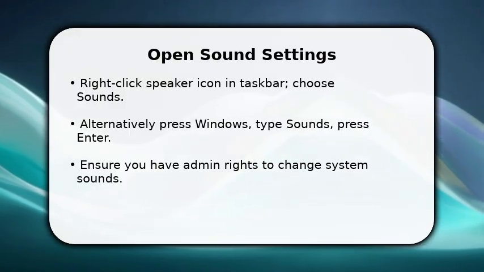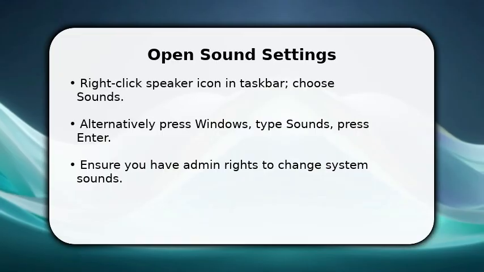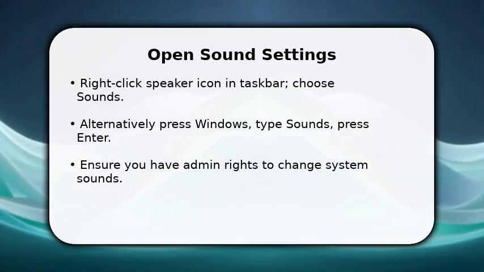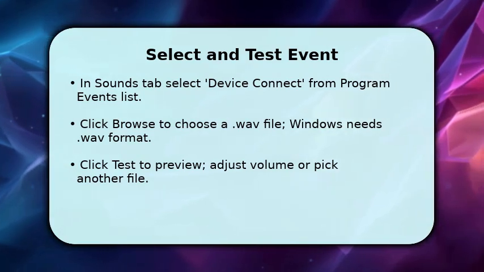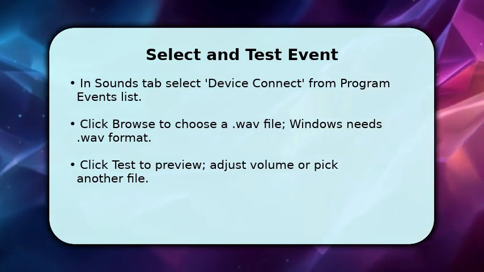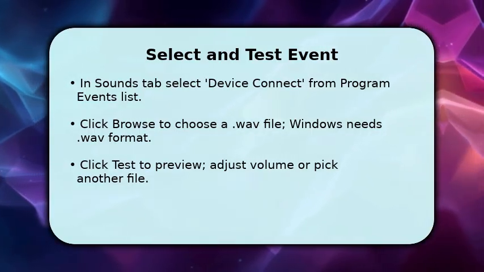You do this now because the Sounds dialog maps events to audio files, and accessing it first saves time when you replace the Connect sound. Next, you locate the Device Connect event in the Program Events list so you can assign a new audio file. Click Device Connect, then browse to navigate to your replacement file.